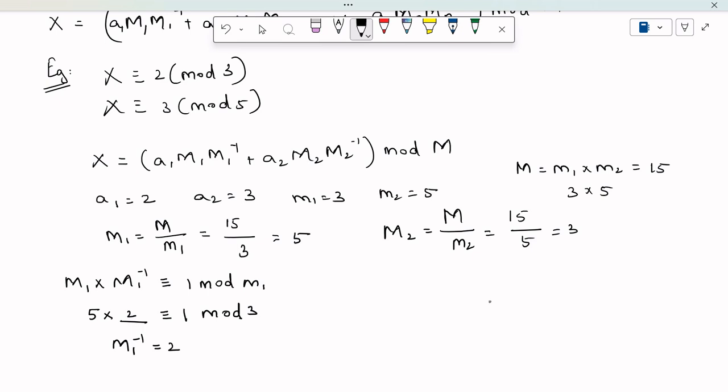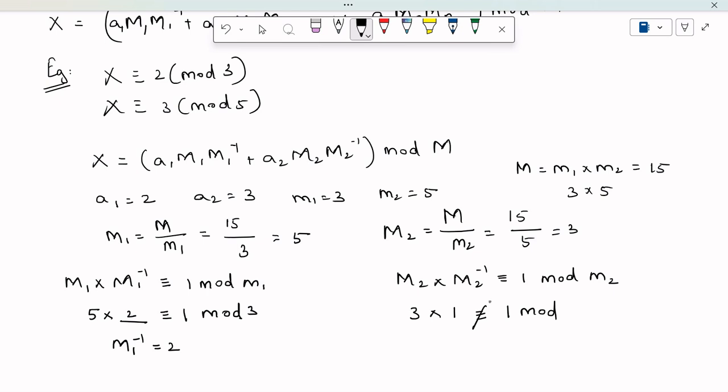Now with regard to M2, M2 multiplied by M2 inverse is congruent to 1 mod small m2. So what is capital M2? It is 3. We are trying the trial and error strategy. 3 multiplied by 1, so we are considering whether 1 is M2 inverse. We are trying that possibility. 3 multiplied by 1 is 3. 3 minus 1 is not congruent to 1 mod.